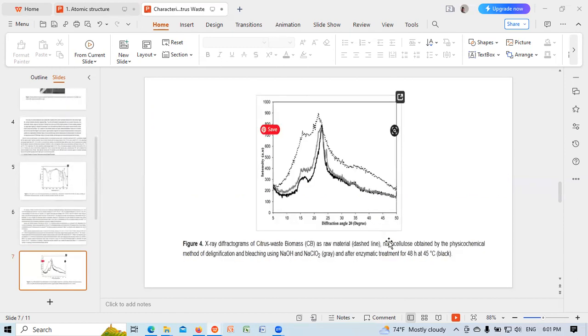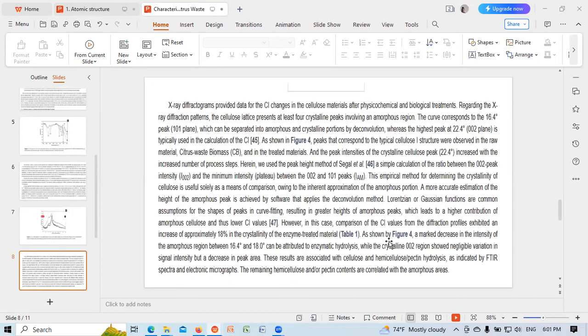This is the XRD of citrus waste biomass. The shoulder corresponds to 16.4 degrees, the 101 plane, which can be separated into amorphous and crystalline portions by deconvolution, whereas the highest peak at 22.14 degrees, the 002 plane, is typically used in the calculation.